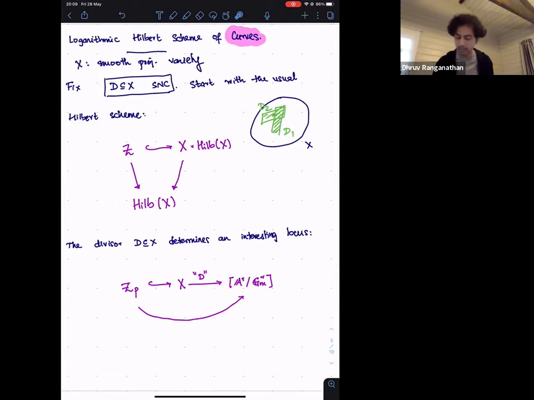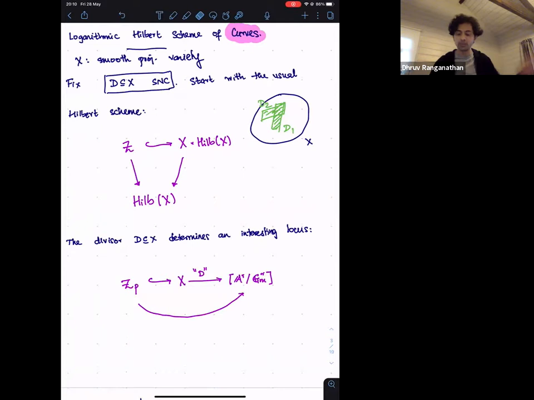So the Hilbert scheme of curves comes with some universal structures. There's the universal subscheme sitting inside the product.